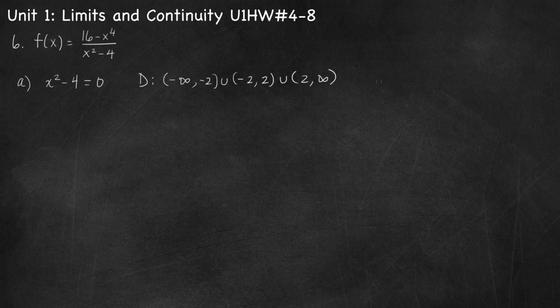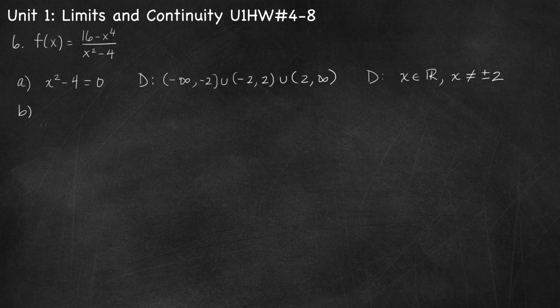Or I could more simply just say the domain is all real numbers x such that x is not equal to plus or minus 2. Part B, use a table of values of x near a equals 2 to estimate the limit of f as x approaches 2. If you think the limit exists. If you think the limit doesn't exist, explain why.